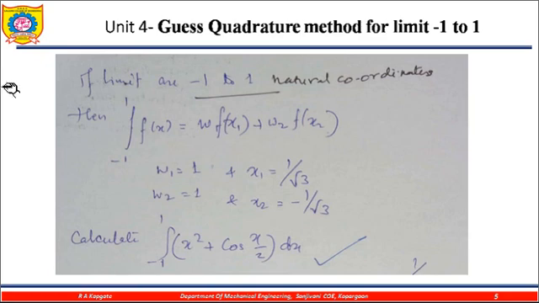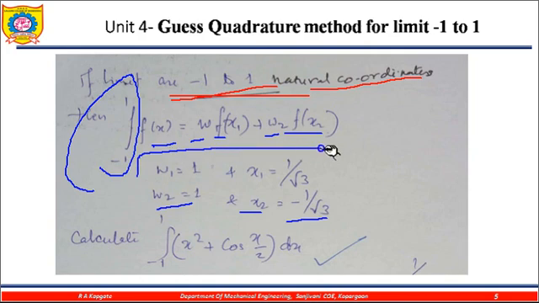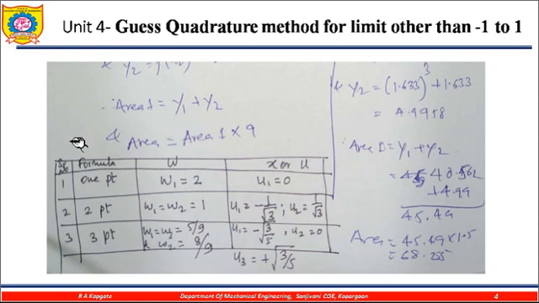So let us move on. If the limit is -1 to 1, this is the natural coordinate system. If this is the function, and the limits are like this, then it is w1 into function of x1 plus w2 function of x2. Hence w1 is equal to 1 and x1 is equal to 1 upon root 3, and w2 is equal to 1 and x2 is equal to 1 upon root 3. Now what is this? This one we have already written here. So this is the formula.